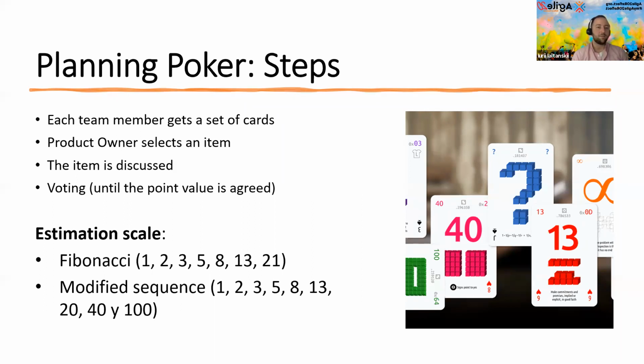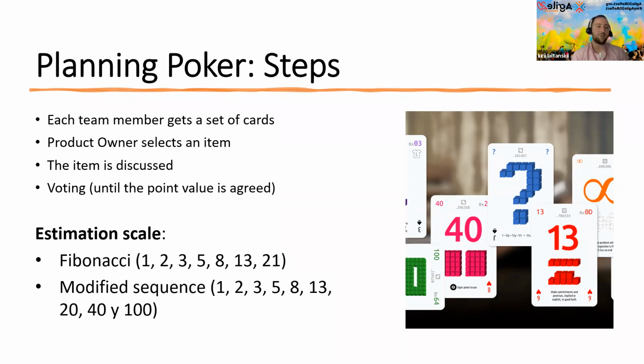These modified sequences are dedicated to estimating larger items, or maybe even initiatives or epics. These items usually are quite complicated and require a thorough breakdown in order to be done on the team level. So what are the steps?